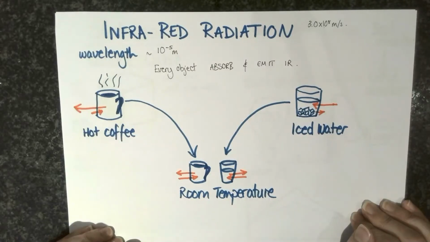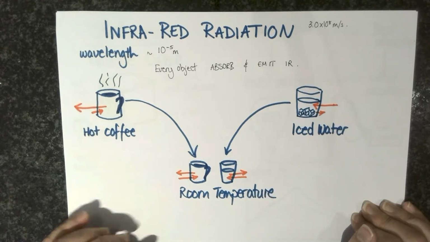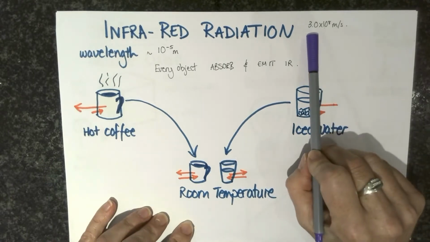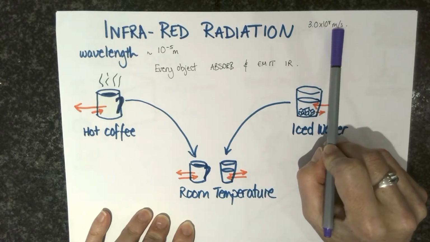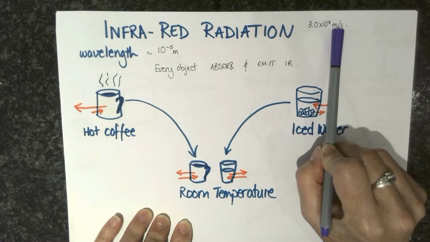Welcome to Positive Physics. Today we're looking at infrared radiation. Now, infrared radiation is part of the electromagnetic spectrum, so as with all other sections, it has a speed of 3 × 10⁸ meters per second in a vacuum. It can be reflected and refracted. It is a transverse wave and transfers energy from one place to another.